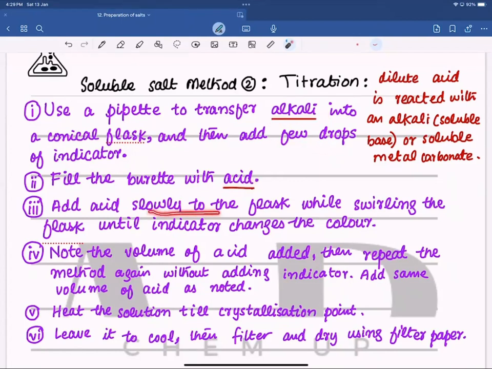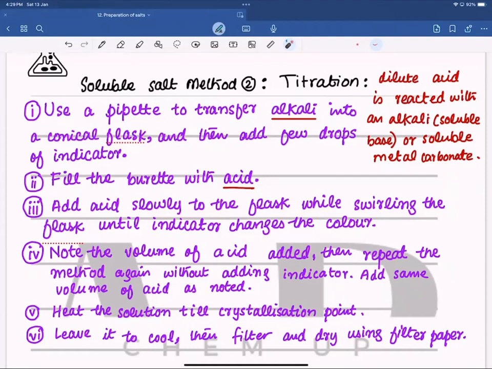Then add acid slowly to the flask, in which we already have the alkali and the indicator. From the burette, we are adding the acid to the same flask very slowly while swirling the flask. Swirling means shaking the flask round. And we do this until the color changes in the flask. As soon as the color changes, we stop adding the acid from the burette.